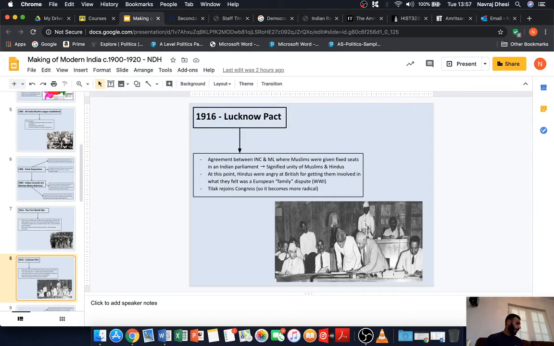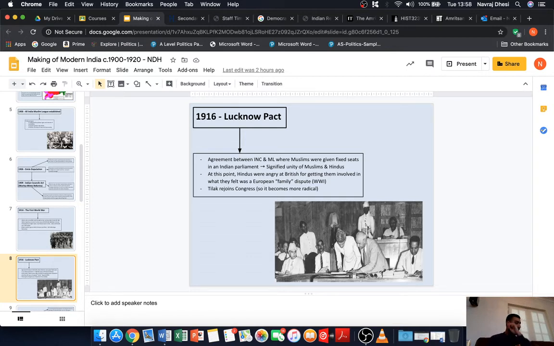Okay, the Lucknow Pact. Initially, the Morley-Minto reforms weren't welcomed by the Hindus, primarily because they instilled divisions. Congress were not impressed because they claimed to represent all sections of Indian society. They did not believe that the Muslims needed separate electorates to ensure that the Muslim community in India could feel represented.